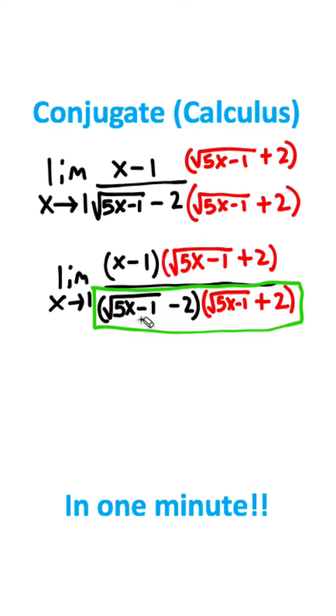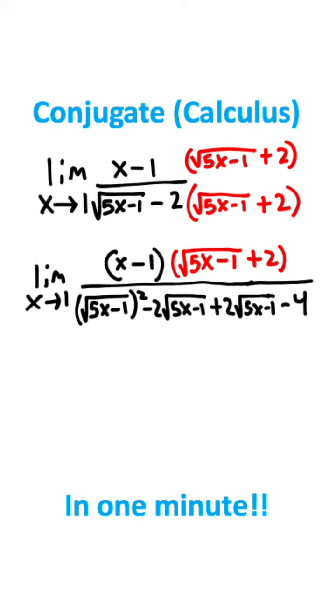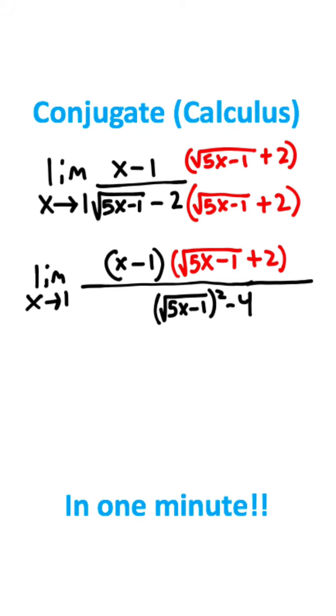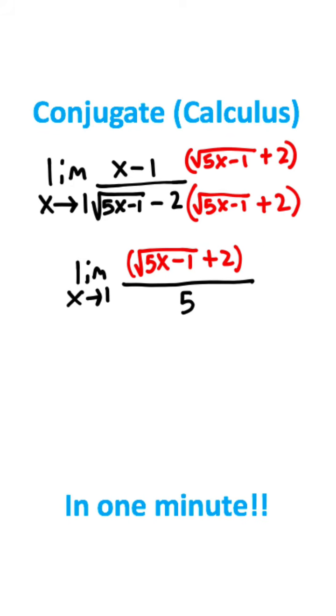Now if I FOIL everything correctly, I should end up with this expression. I can get this -2 and this +2 to cancel, and what I'll end up with is this. The square will cancel the square root, leaving me with this expression, and then -1 minus 4 is -5, and then I can factor out the 5 to get 5 times x minus 1. Now I can cancel the x minus 1s, leaving me with this fraction in total.